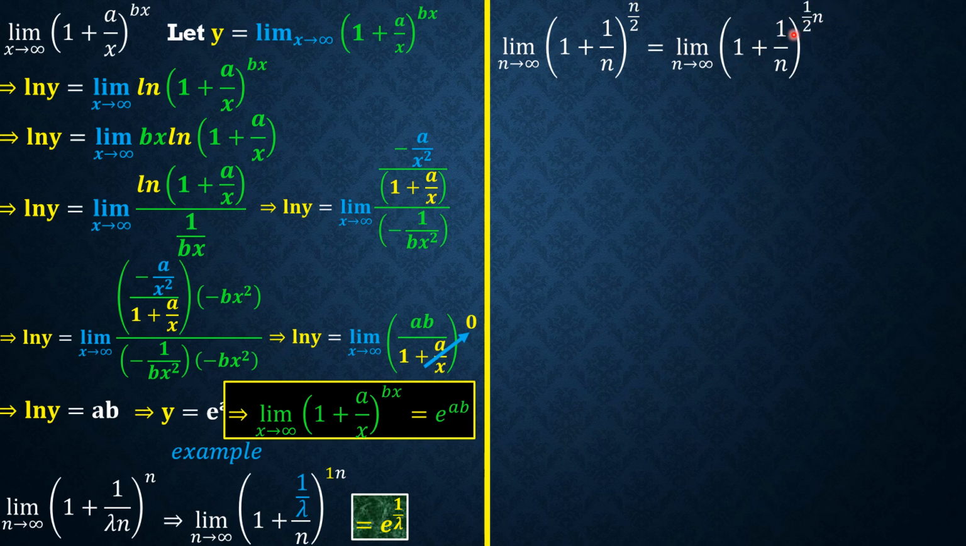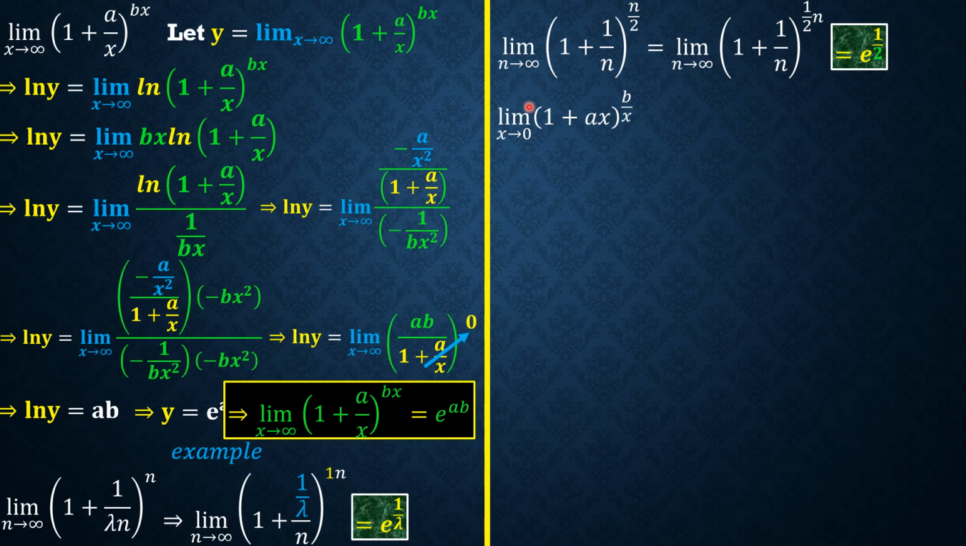Our a in this case is 1, our b is 1 half, so we're going to have e raised to the power 1 half, great, as the answer. Okay. Now guys, let's look at the second proof, which is going to be the limit as x goes to infinity of 1 plus ax raised to the power b over x. Our goal is to show that it will simply die down to this again.